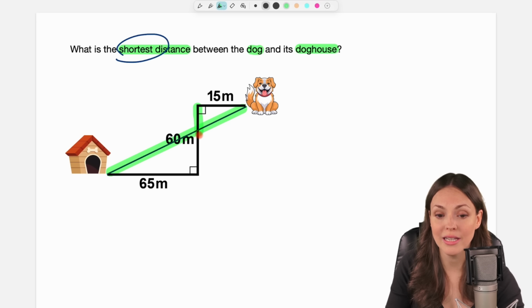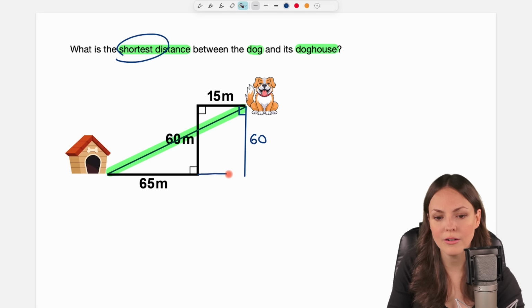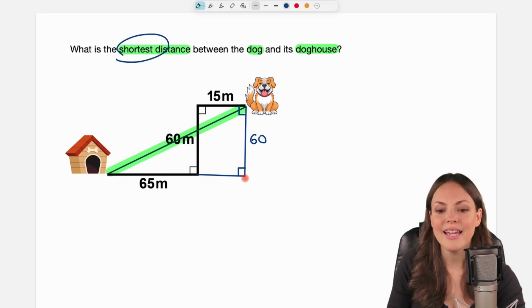Because we know the length of this side here, we can just go here and draw a parallel line down here. So we know this is of length 60, and because here was a right angle, we know, okay, then we have a right angle here as well. And if we make this line here longer, and because we had a right angle here, we also know that we have a right angle here. And now we have this big triangle.